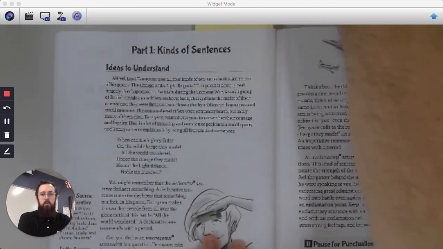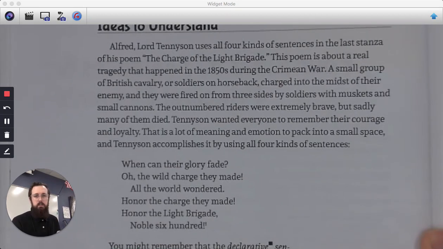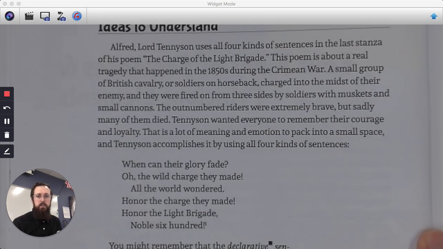All right, so let's look at Part 1 of kinds of sentences. Alfred Lord Tennyson uses all 4 kinds of sentences in the last stanza of his poem, The Charge of the Light Brigade. This poem is about a real tragedy that happened in the 1850s during the Crimean War. A small group of British cavalry, or soldiers on horseback, charged into the midst of their enemy, and they were fired on from 3 sides by soldiers with muskets and small cannons. The outnumbered riders were extremely brave, but sadly, many of them died. Tennyson wanted everyone to remember their courage and loyalty. That is a lot of meaning and emotion to pack into a small space, and Tennyson accomplished it by using all 4 kinds of sentences.